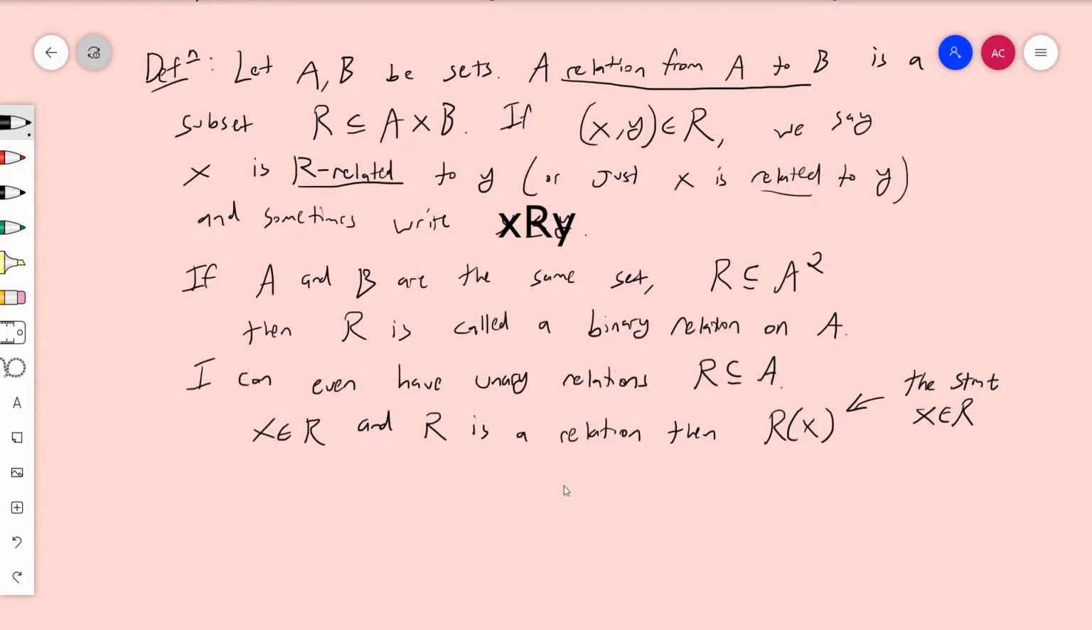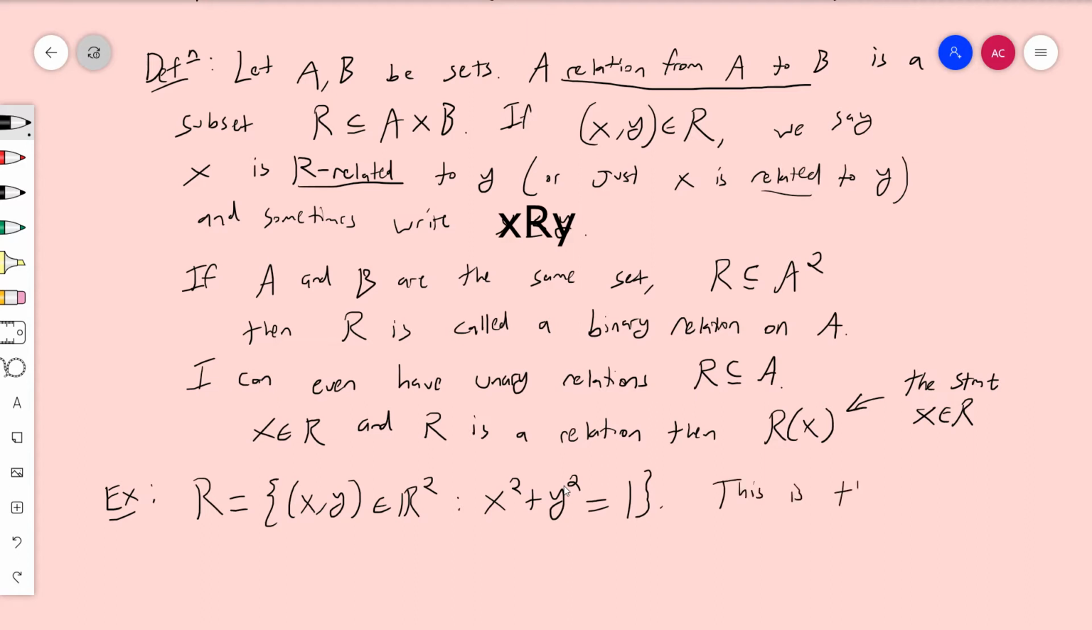So let's do some examples to make this less abstract. First off, how about something really familiar to everybody? R equals the set of all (x, y) in R squared. So this is a binary relation. It's the set of all (x, y) in R squared such that x squared plus y squared equals 1. This is the unit circle.